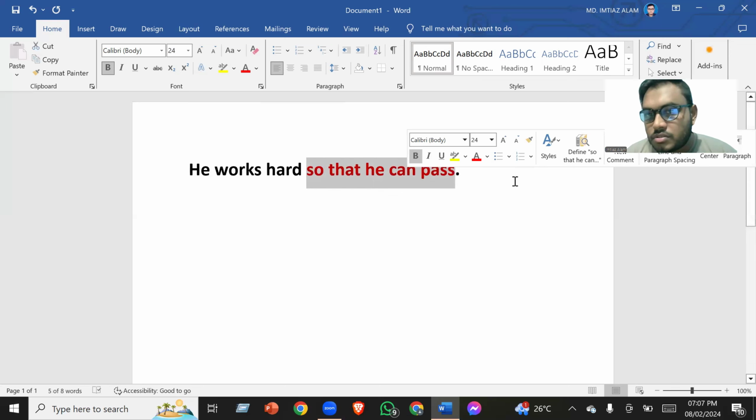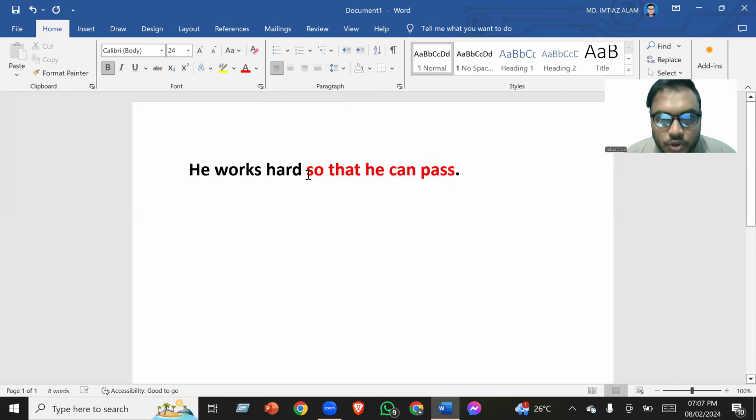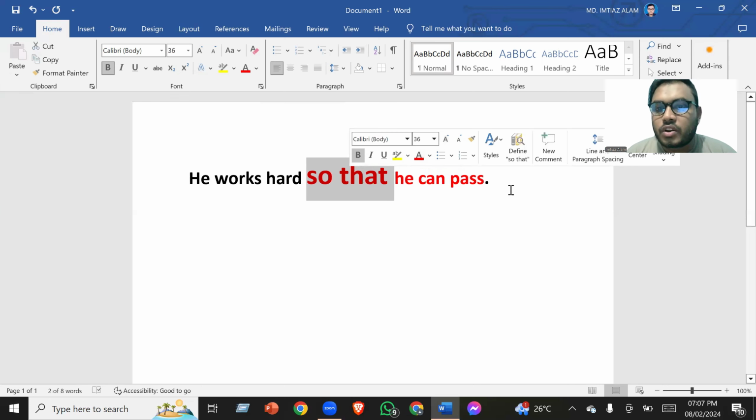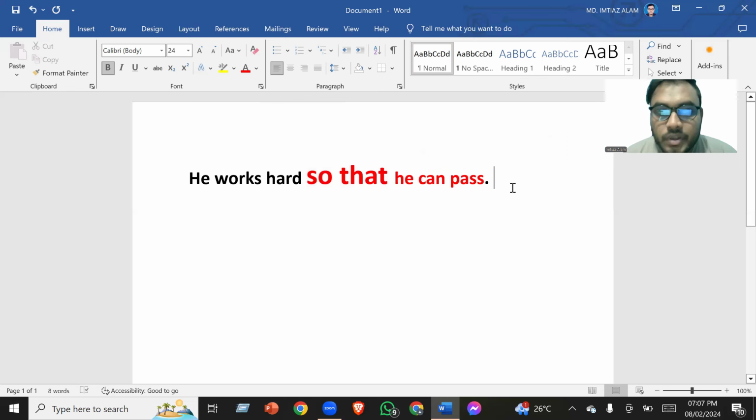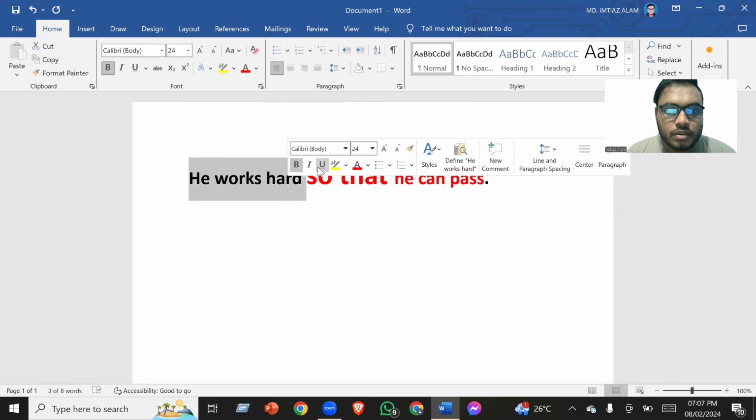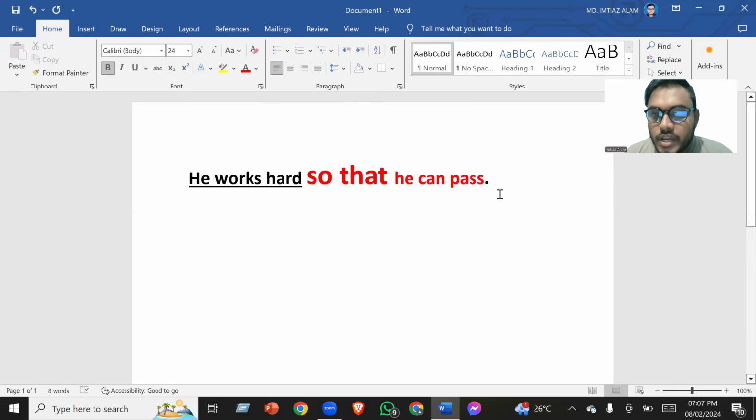this is the subordinate clause. Why is this the subordinate clause? Because you will see this is the clause marker. Okay, so this is the clause marker, and that's why so that he can pass is basically a subordinate clause. And what is the principal clause? He works hard. This is basically the principal clause. I'm underlining that clause. So he works hard, this is the principal clause, and so that he can pass, this is the subordinate clause.